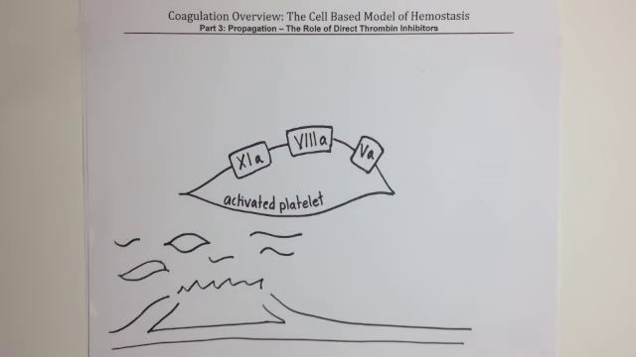Welcome back to our series on the cell-based model of hemostasis. This is part 3 of 4, where we will discuss propagation, the production of large amounts of thrombin in order to make an effective fibrin clot, and we will discuss the mechanism of the direct thrombin inhibitors. We begin where we left off in part 2.